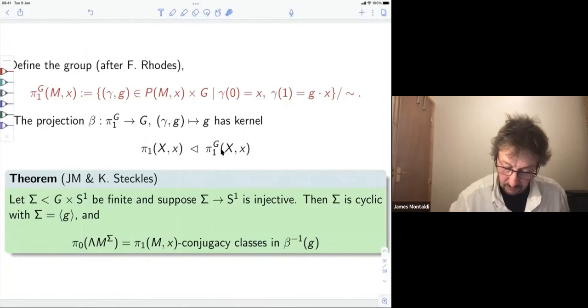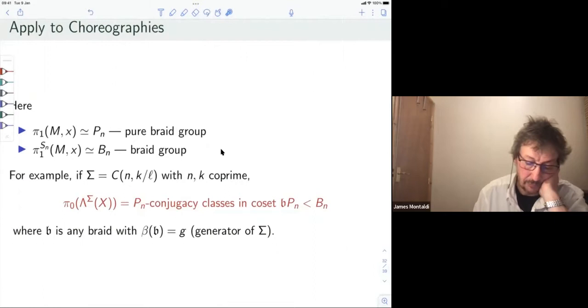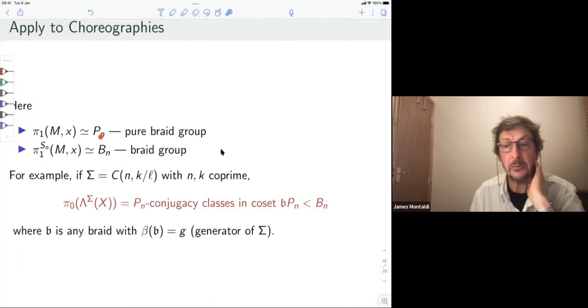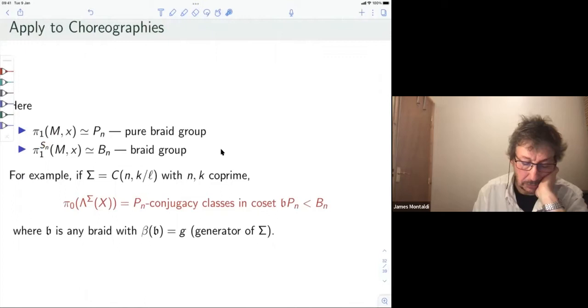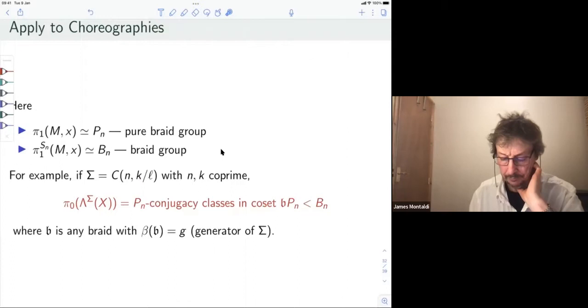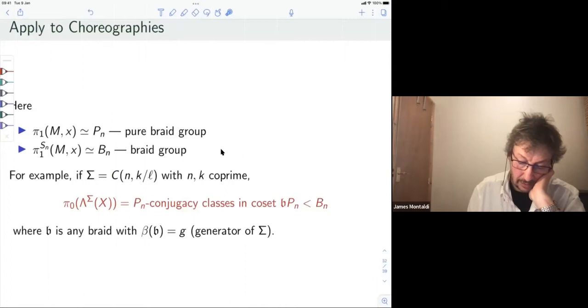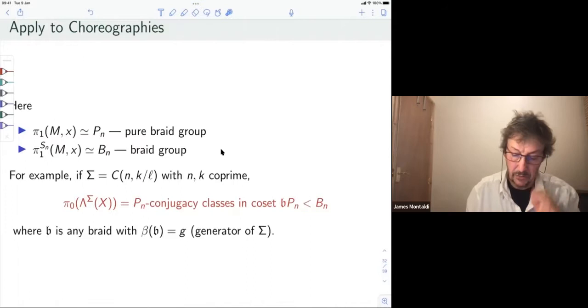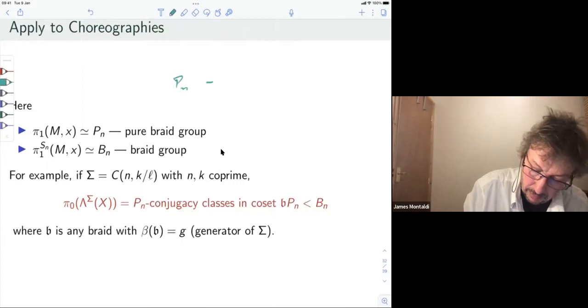In the case of choreographies, the manifold M is the configuration space of n particles in the plane, for which it's well known that pi one is the pure braid group. And for the action of the permutation group, the Rhodes group is then the full braid group. And if we take sigma to be, for example, one of the cyclic groups in the classification, then the pure braid group is contained in the full braid group, and the quotient is Sn.